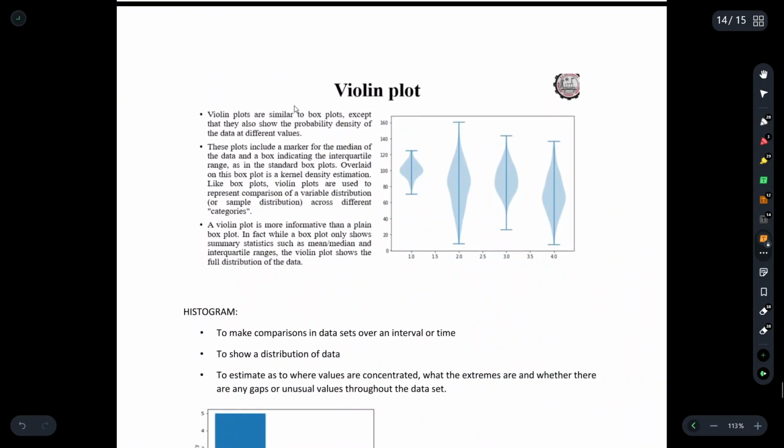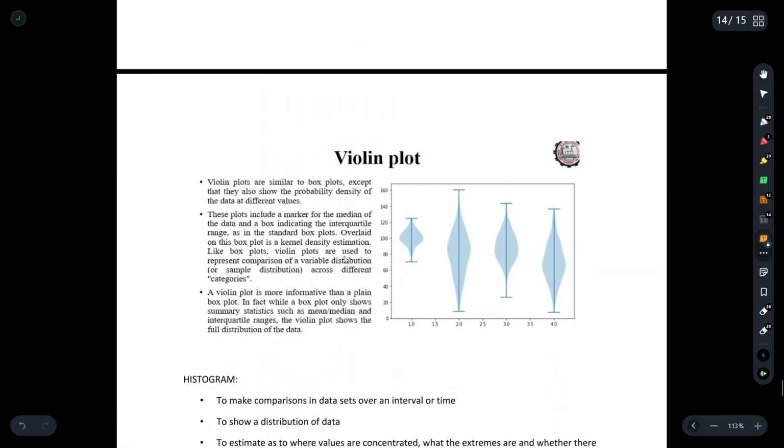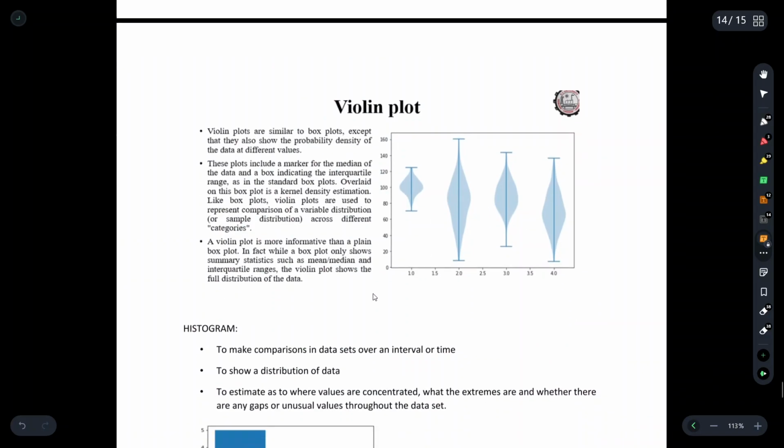Violin plot is similar to a box plot, except that it also shows the probability density of the data at different values. These plots include a marker for the median of the data and a box indicating the interquartile range. So a violin plot is more informative than a plain box plot. It also contains the same details which were in the box plot, whereas it shows the summaries of the statistics.